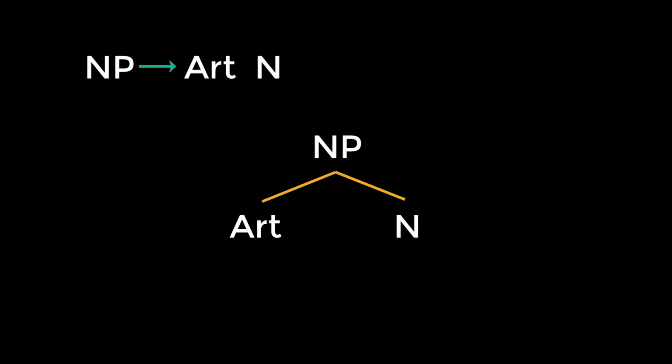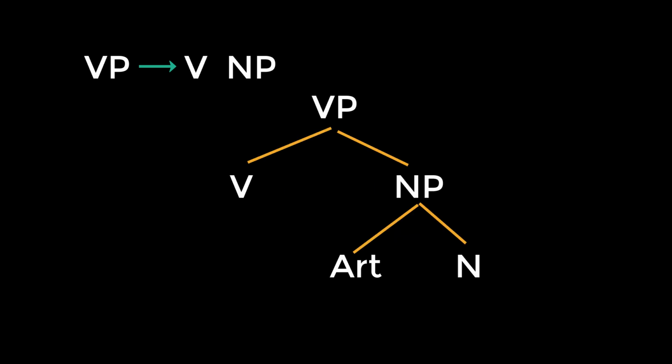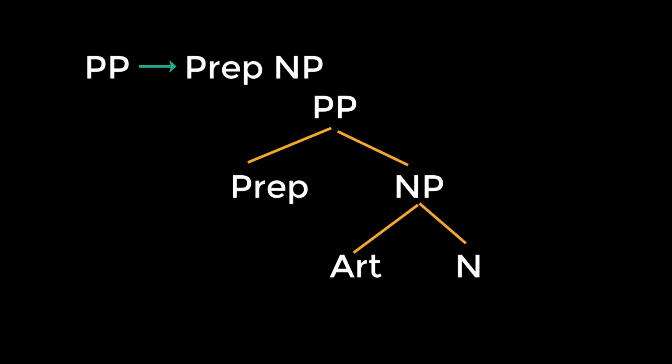NP → Art N gives us NP with lines going down to Art and N. VP → V NP gives us VP breaks into V and NP. NP breaks into Art and N. The PS rule PP → Prep NP gives us PP at the top, which breaks into Prep and NP. The NP then breaks into Art and N.